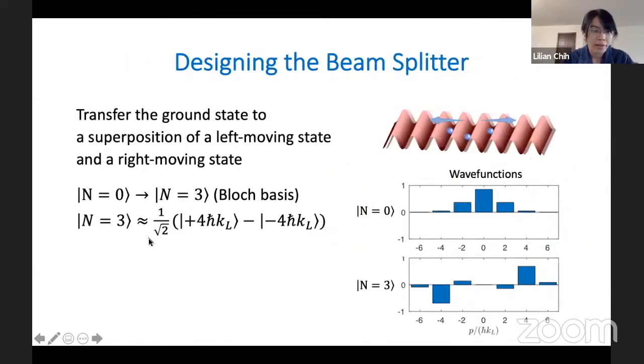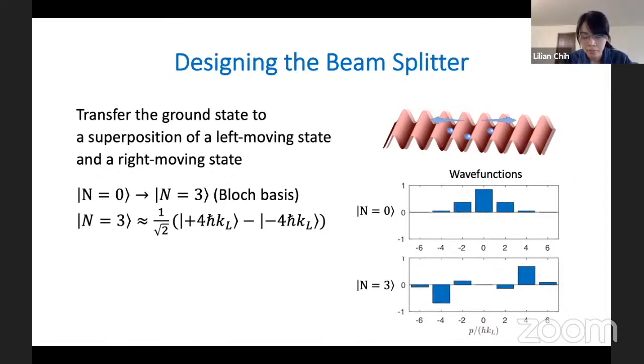So the first task that we apply reinforcement learning to is to design the beam splitter. Essentially, what we need to do is to transfer the initial ground state to a superposition of the left moving state and the right moving state. In practice, we transfer the ground state to the third excited Bloch state.